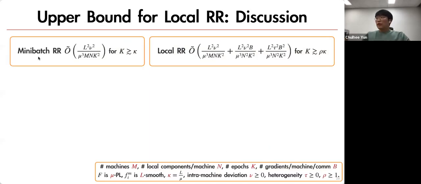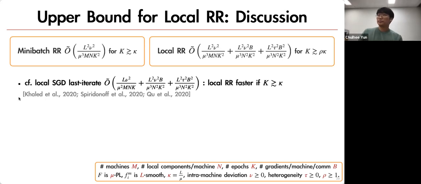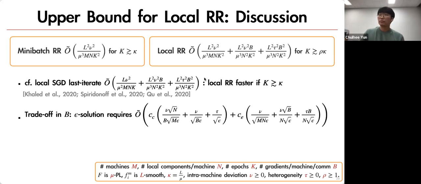So if you compare the local random reshuffling upper bound with various other algorithms. First of all, if you compare against the last iterate bound on the with-replacement version of local SGD, we can see that somewhat surprisingly, the last two terms exactly match each other. And for the first term, you can see that local random reshuffling is faster if k is greater than kappa.